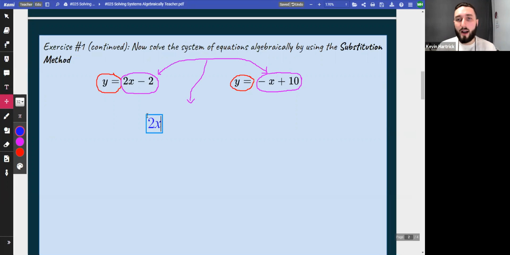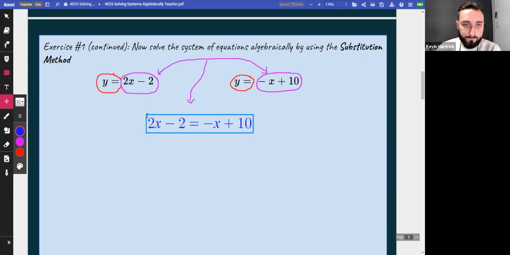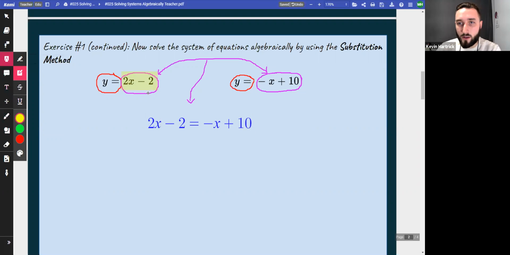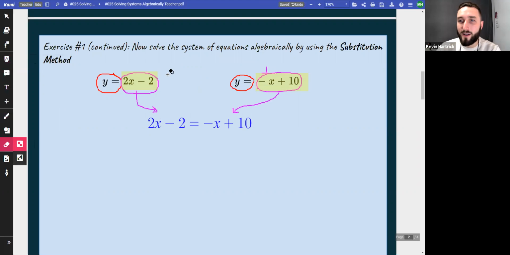So what does that mean? I have my 2x minus 2, and I'm going to say that that is equal to -x plus 10. What did I do here? I took this side of the equation, and I took this side of the equation, and I pulled them down here. It's starting to get a little confusing. So what I did was I took both sides of the equations and I put them together with an equal sign in between.